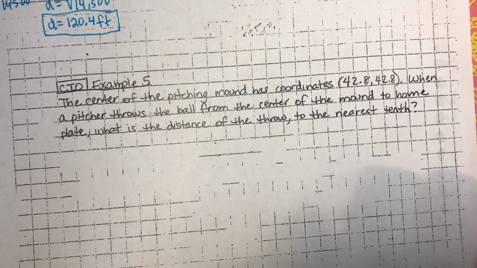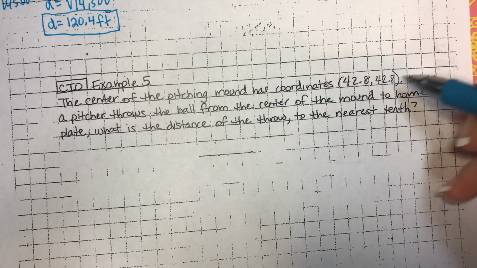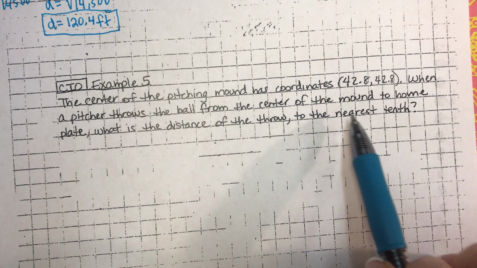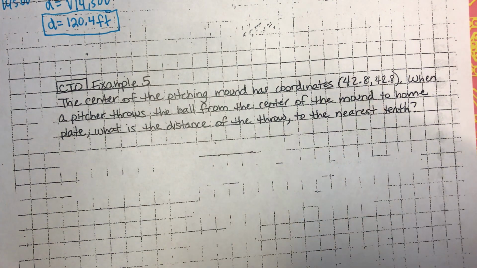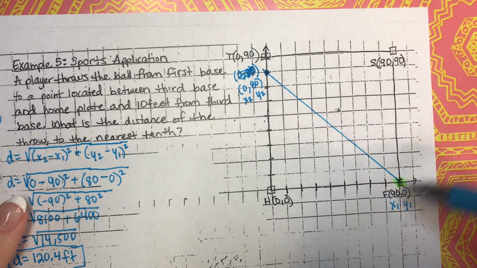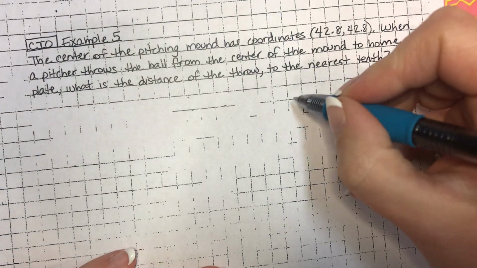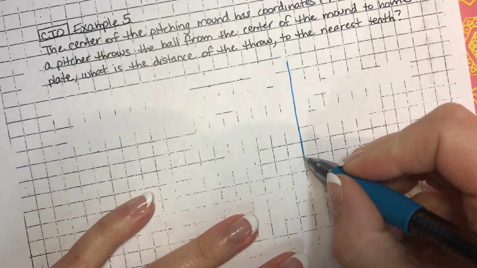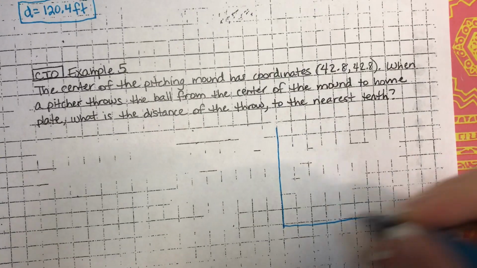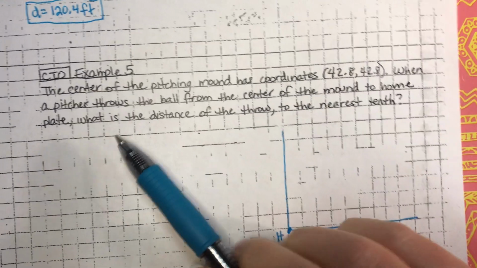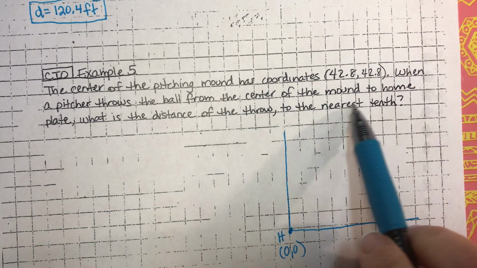It says the center of the pitching mound has coordinates 42.8, 42.8. When a pitcher throws the ball from the center of the mound to home plate, what is the distance of the throw to the nearest tenth? We're going to do the same thing and set this up in a coordinate plane again. I'm just going to do it real rough, not as fancy as that one. Remember, home plate is right here. This is our 0, 0.